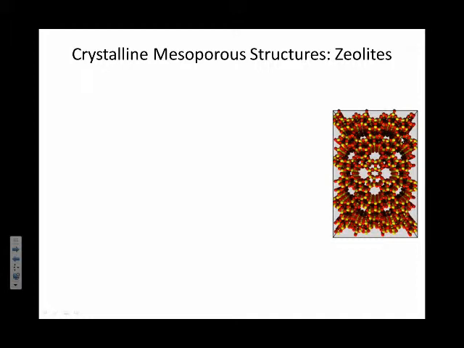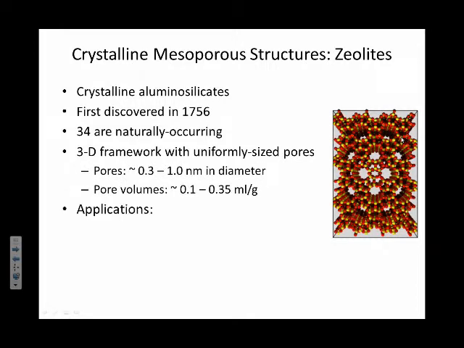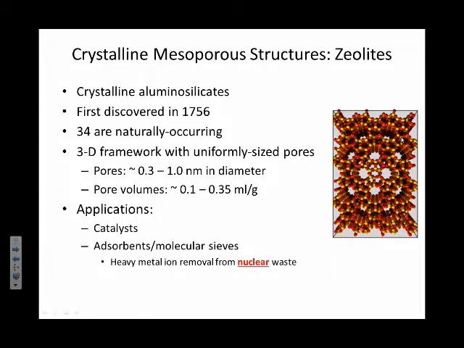Okay, then there's a more crystalline type of mesoporous structure, and it's called a zeolite. These have been around for a while. There are lots of naturally occurring zeolites, and again, these are basically like sponges, only really small. Their pores can be sometimes as small as 0.3 nanometers, and they can hold a very small amount of liquid, for example. So again, they're useful as catalysts to speed up reactions. Another really cool use is they can be used as adsorbents to get rid of contaminants, like getting rid of heavy metals in nuclear waste.